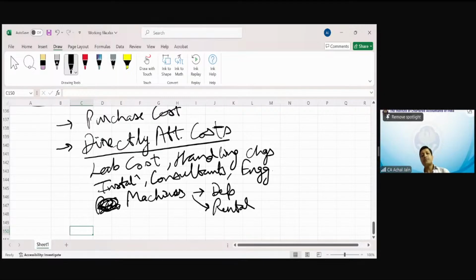Yes or no? So all of these cost components, the auditor will have to review, the auditor will have to verify. Yes or no? So the auditor will have to verify because one, whether the right nature of costs has been included in the directly attributable costs or not. So that is one.